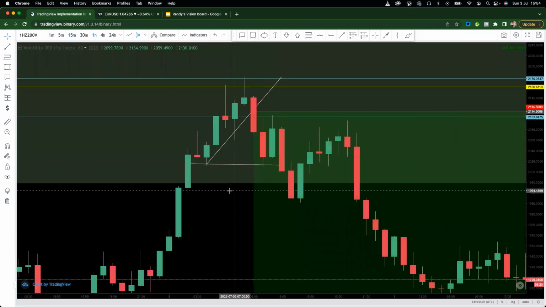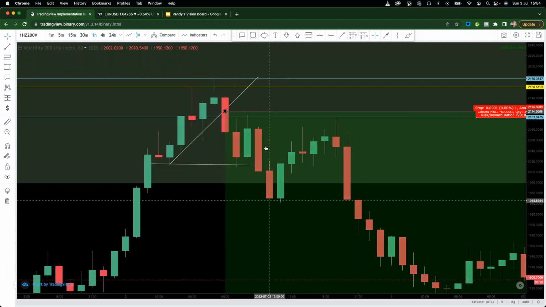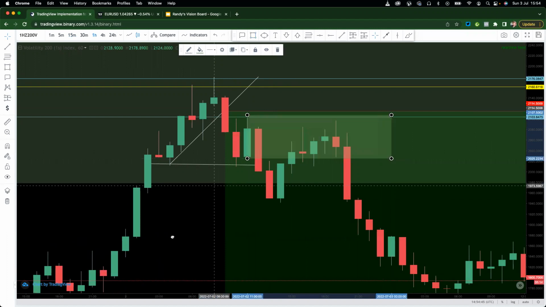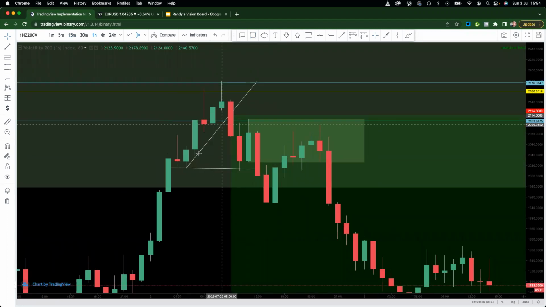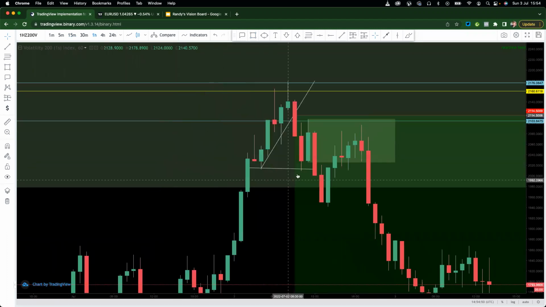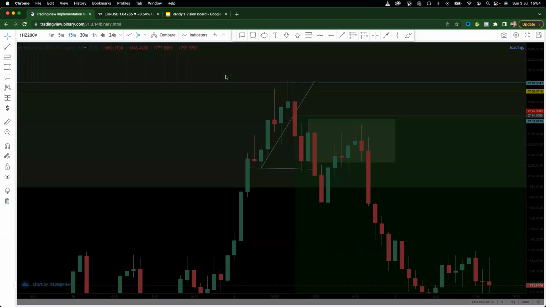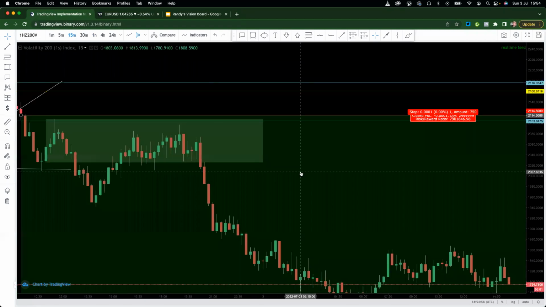So now bam, they broke structure again, and then the trend line. Yeah, broke structure. This is how you can scale it. Before I forget, before I get to that, let me show you all the entry confirmations there.